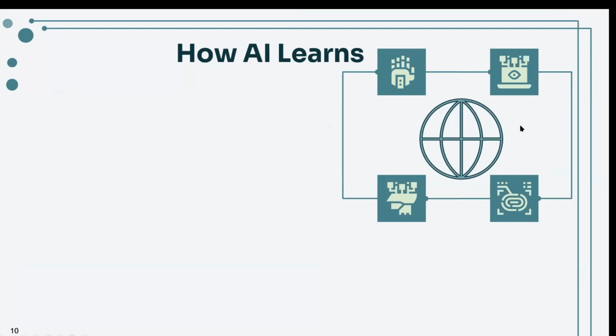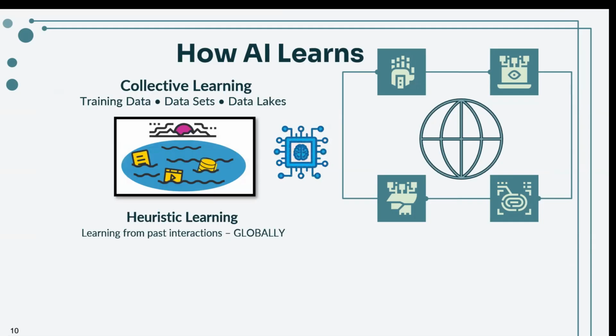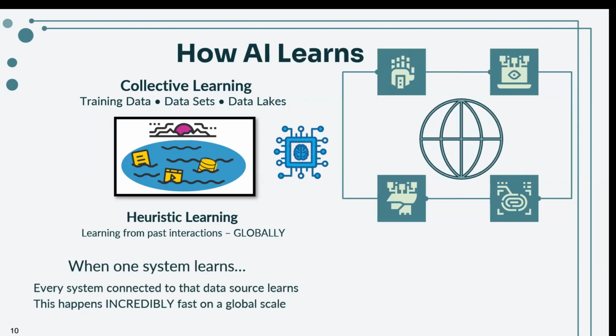How AI learns is absolutely fantastic. It is collective learning, based off of training data sets, what are called data lakes, just massive amounts of data. They also learn heuristically, learning from past interactions globally. What that means is if you have one machine tied to the AI network, and there are 1,000 machines tied to that same network, if one AI interaction learns something, the rest of the machines learn in real time. It's called global learning. When one system learns, every system connected to that data source learns, and this happens incredibly fast on a global scale.